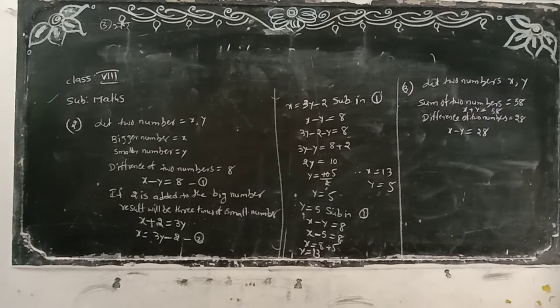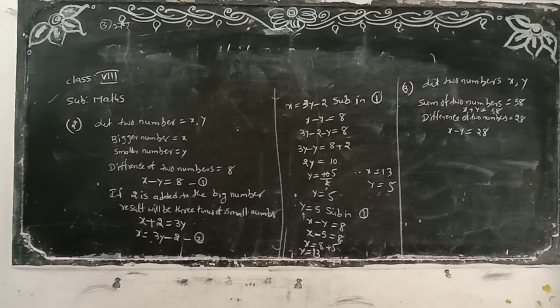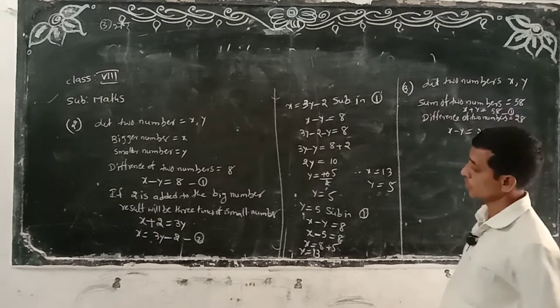Okay? Is it clear now? x plus y is equal to 58. x minus y is equal to 28. Everything is clear now. Next, we have to find out the two numbers. Look here. This is the first equation. This is the second equation.